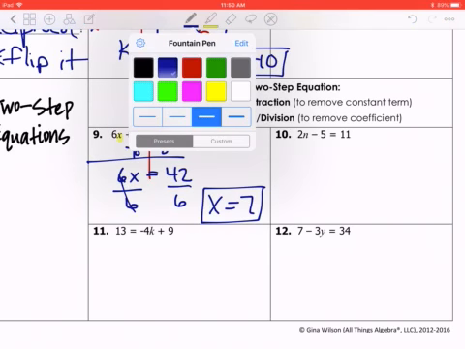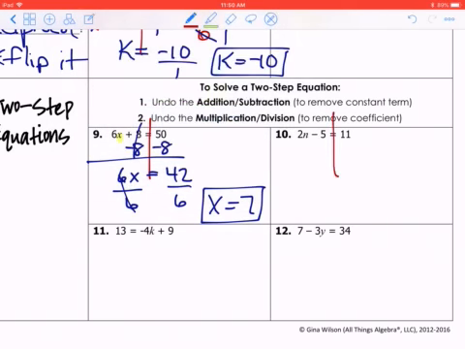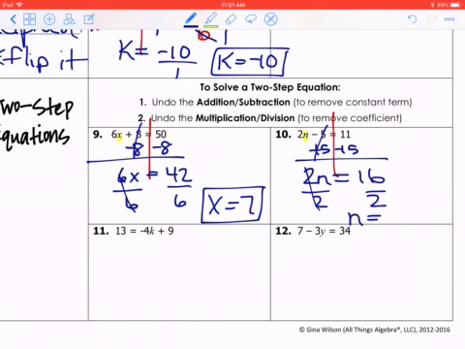Okay. Let's look at number 10. Always set up your t-chart, divide your equation so you don't mess up. Find where your variable is. So the first thing I need to do is get rid of the minus 5. So I'm going to add 5 to both sides. And now I have 2n is equal to 11 plus 5, which is going to give us 16. And now we're going to divide by 2. And we will get that n equals 8. Okay, pretty easy. Hopefully this is review.